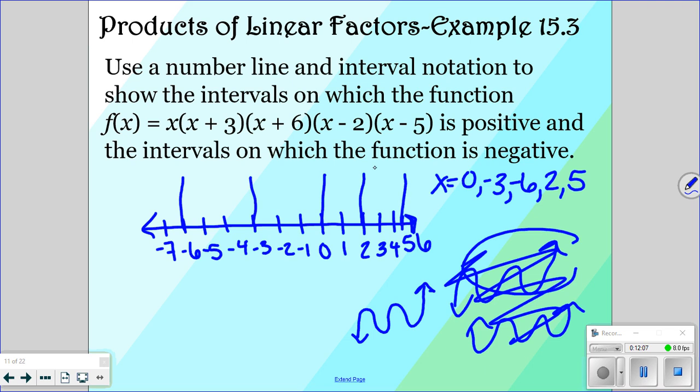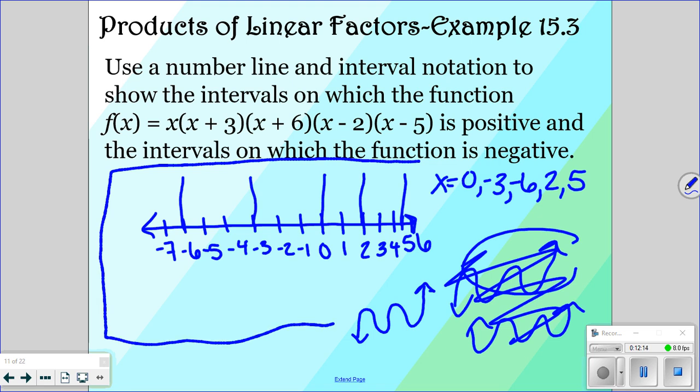Okay, so this is going to be your answer, or part of your answer. We also are going to have the intervals. Alright, so we know that we're going to be positive or negative somewhere. So the easiest way is just to pick a number, not one of these numbers. I'm going to pick 1, and so this would be 1, this would be 4, this would be 7. 1 minus 2 would be -1, and 1 minus 5 would be -4.